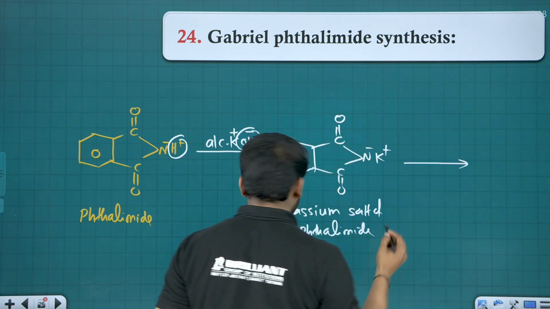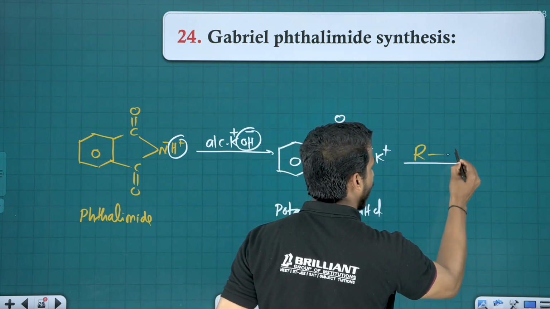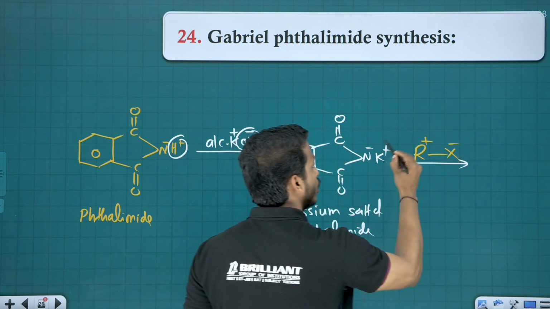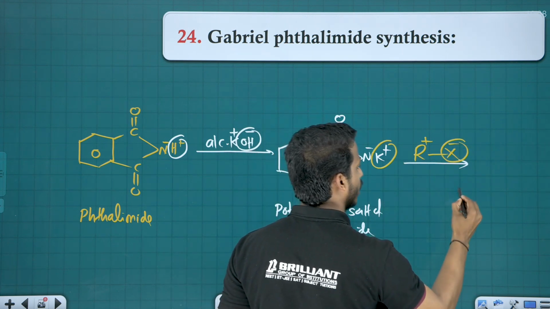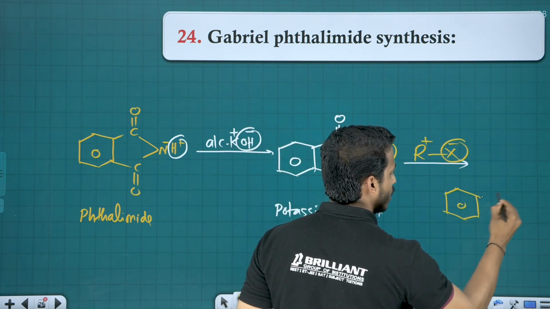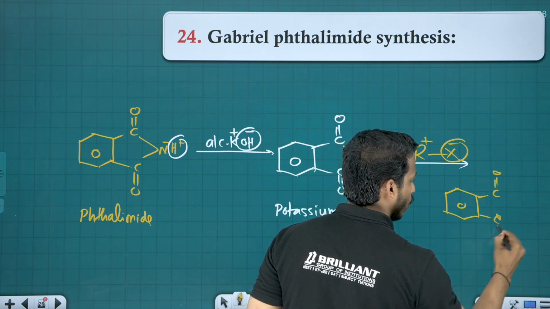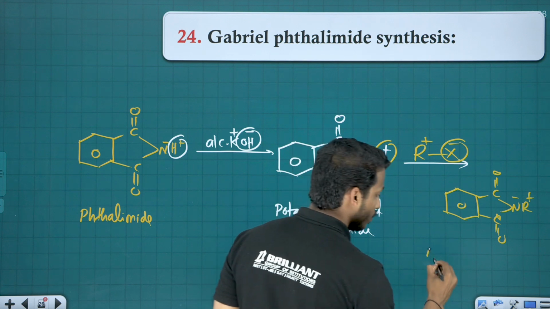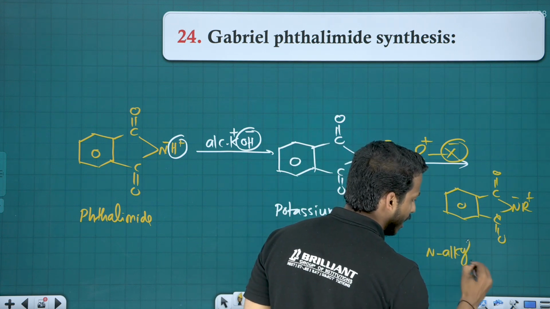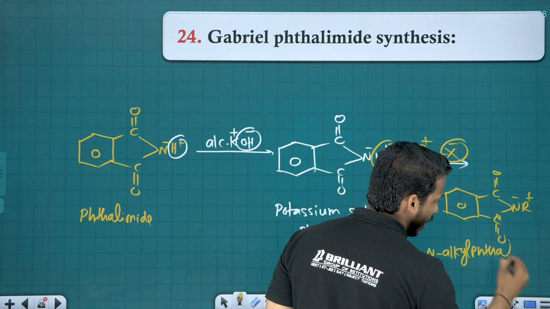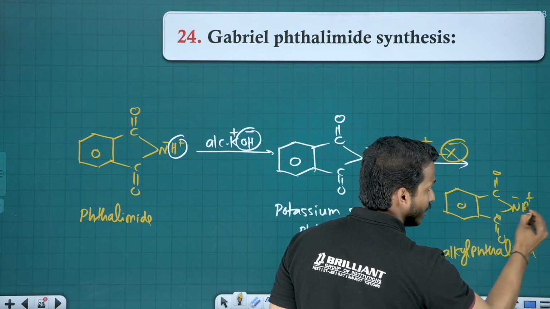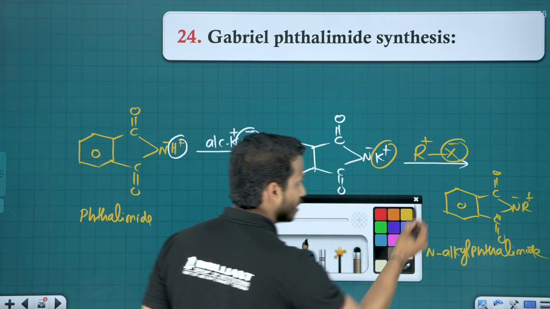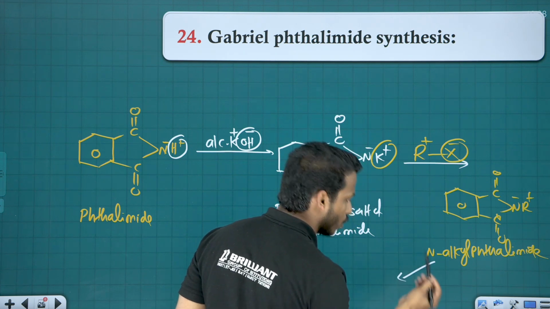Then we are treating with RX. What is RX? Haloalkane. RX contains R plus and X minus. So this KX will go out. You get benzene with CO, N minus and R plus. It is called N-alkyl phthalimide. On nitrogen there is an alkyl group.